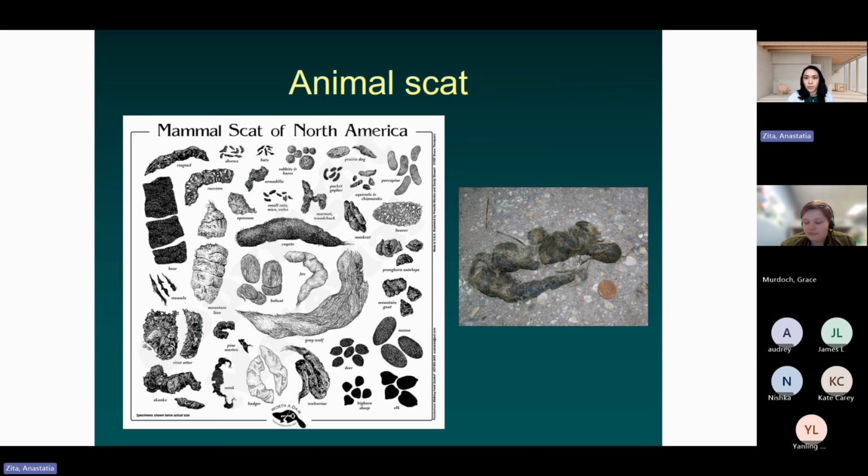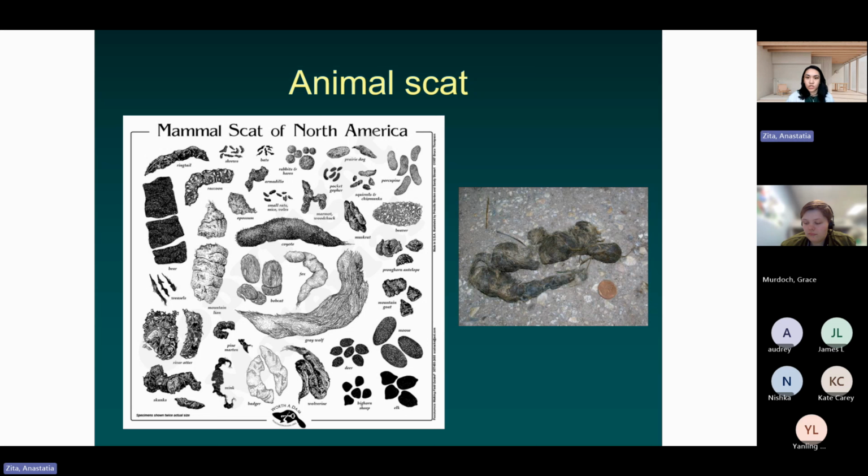Scat, or animal droppings, can be a very useful tool for identifying wildlife species in an ecosystem. The composition and shape of scat can provide valuable clues about the animal that left it behind, including their diet, their size, their behavior. For example, the scat of an omnivorous animal like a raccoon might contain bits of berries and seeds, while scat from a carnivore like a coyote might have bits of fur or bones.